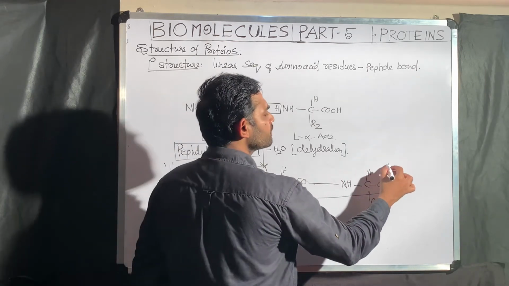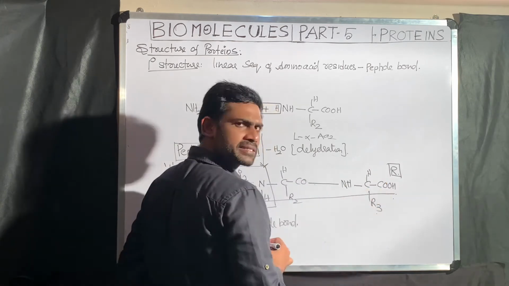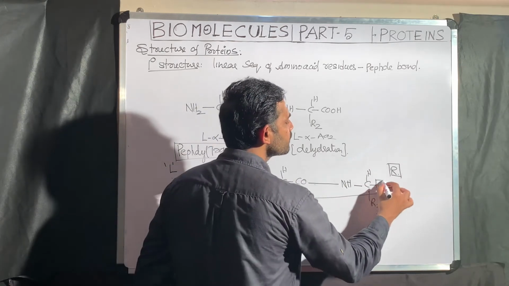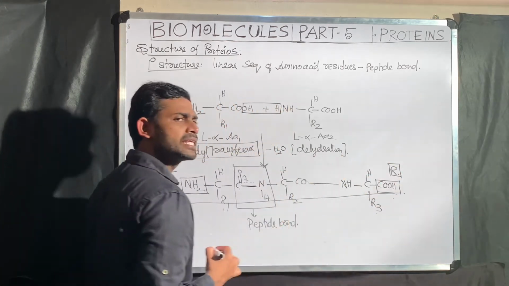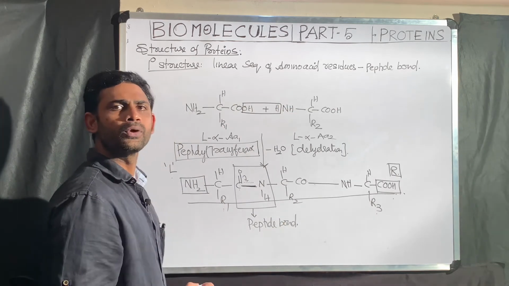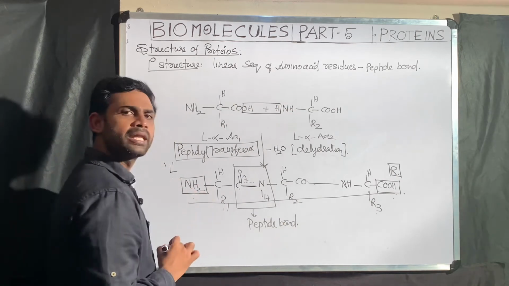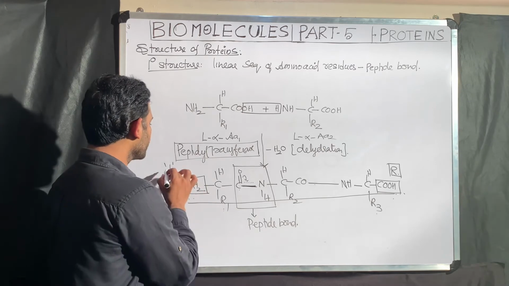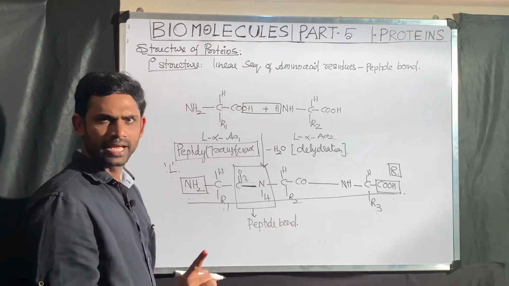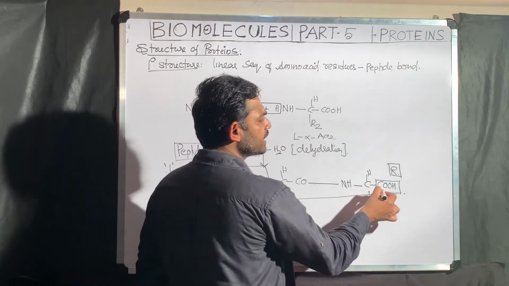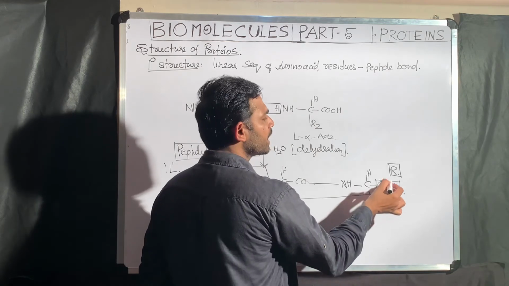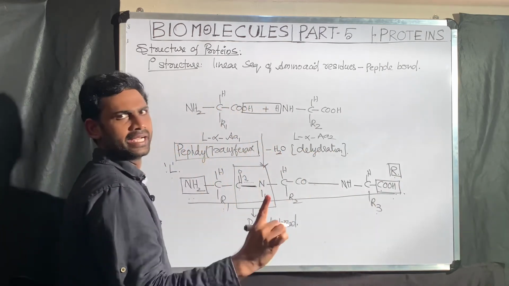With reference to the right end, meaning the last amino acid, which functional group is free? COOH. That is why I am telling you, with reference to the protein, the amino terminal or N terminal is at the left end. The C terminal or carboxy terminal is at the right end.